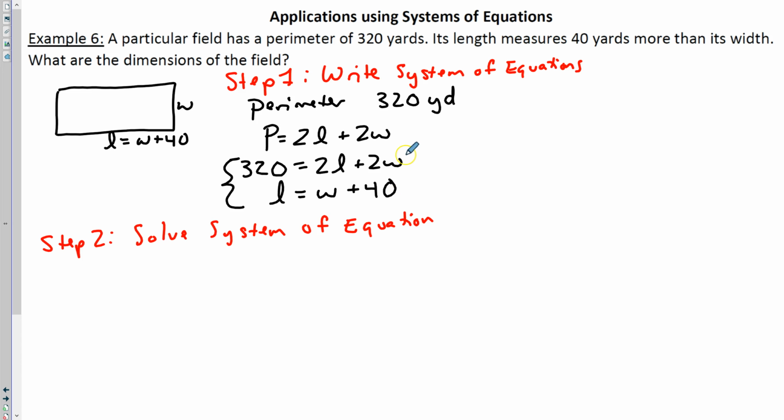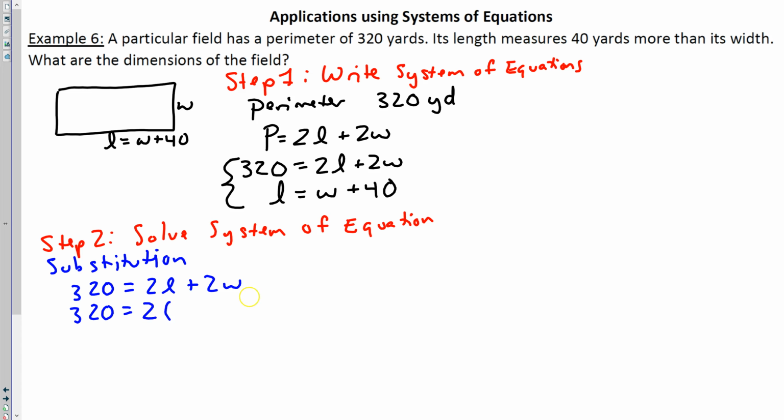When I look at my system of equations, I can see that my second equation is already solved in terms of L. So that makes sense for me to use substitution. However, you don't have to use that. You could have used graphing, or you could have used elimination. But from my viewpoint, it's already set up to easily use substitution. So if I choose the substitution method, I would take one of my equations and substitute my other equation inside. Since L was already solved for, that can replace the value of L for us.